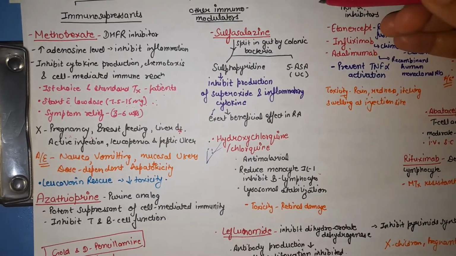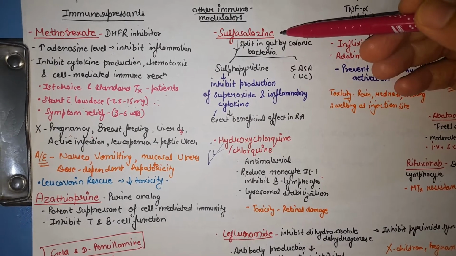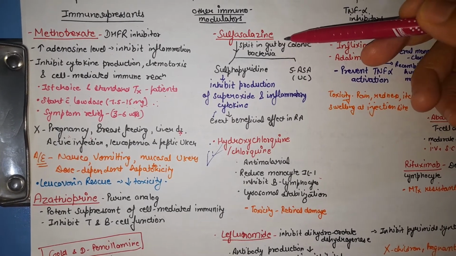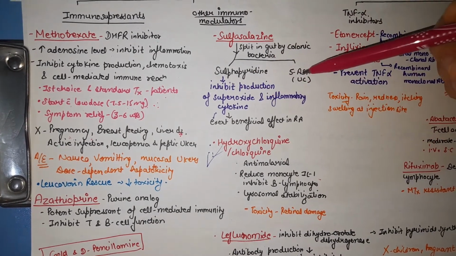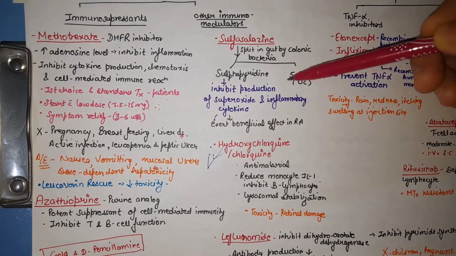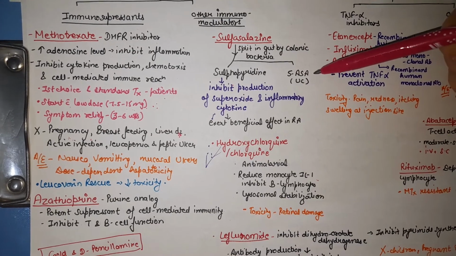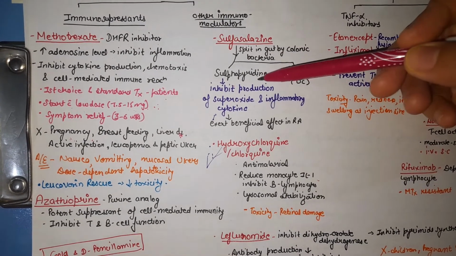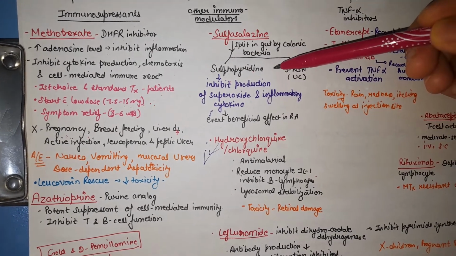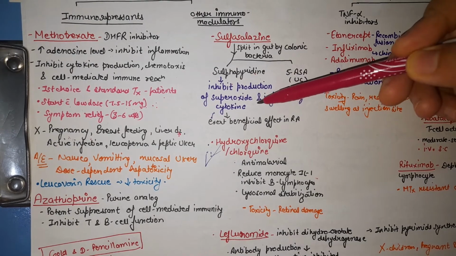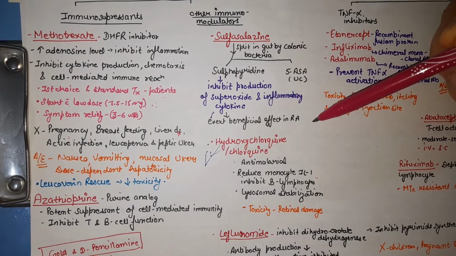Next drugs are other immunomodulators, which include sulfasalazine. What happens to sulfasalazine? When sulfasalazine is taken, it is split in the gut by colonic bacteria into sulfapyridine and 5-aminosalicylic acid. 5-aminosalicylic acid is effective in the treatment of ulcerative colitis. But for treatment of rheumatoid arthritis, the metabolite sulfapyridine is responsible. It inhibits the production of superoxide and inflammatory cytokines, which exerts the beneficial effect in rheumatoid arthritis.